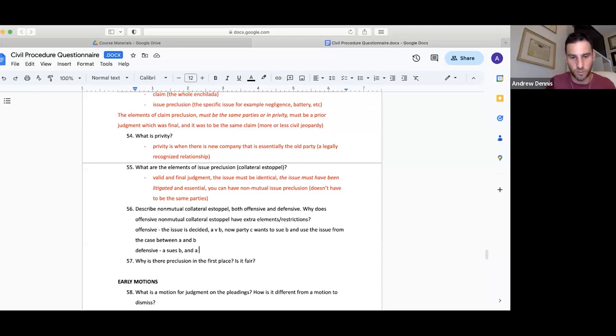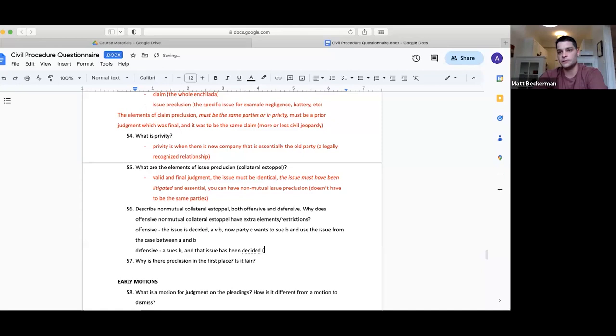Yeah. So it's harder to do offensive non-mutual issue preclusion because you're basically telling a party that they can't raise a defense. So you have to show that the party that's suing had some reason that they were not involved in the first suit.